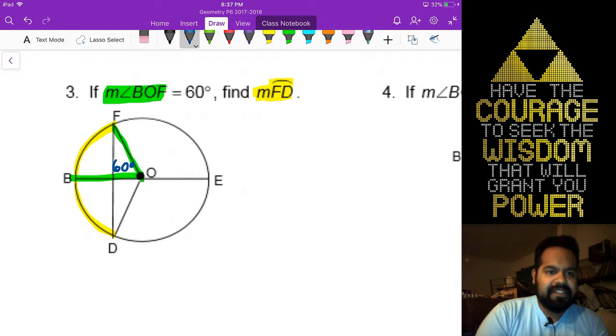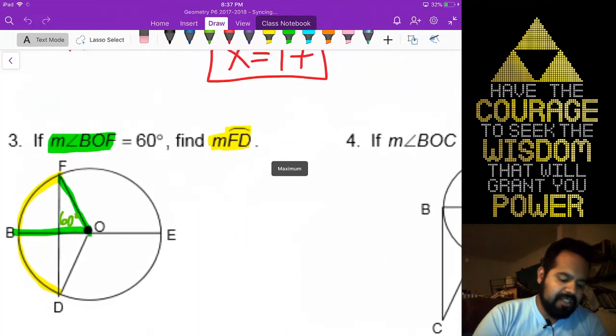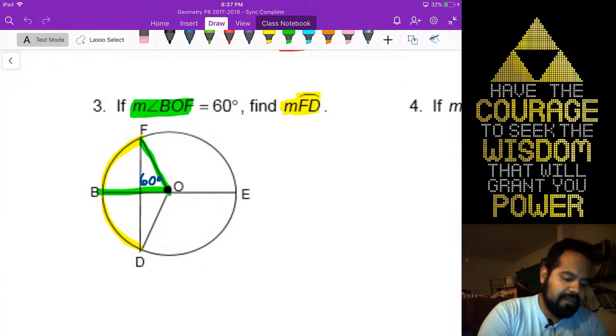Now, if this is 60 degrees, and we know, yeah, I mean, I didn't put the marking and I realized I should have, but there should have technically been a right angle here in order for us to assume that this would also be 60 degrees.